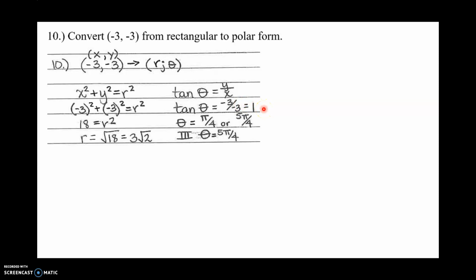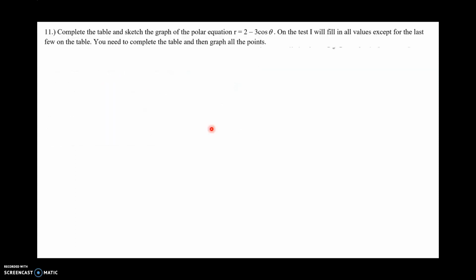I did put your tangent values on your unit circle on your formula sheet, so look on your formula sheet and see where tangent is positive 1, and that ends up being at π/4 and 5π/4. The way that I know which one of those it is, I go back to the original point and see what quadrant I'm in. Since this is third quadrant, I have to choose 5π/4. If this had been positive 3 and positive 3, that would have been first quadrant, and I would have chosen π/4.